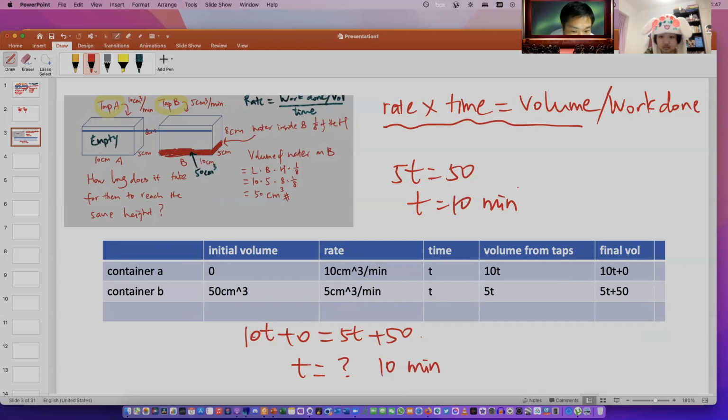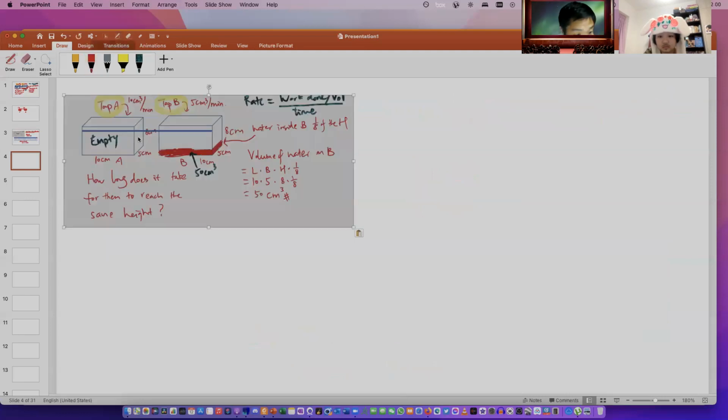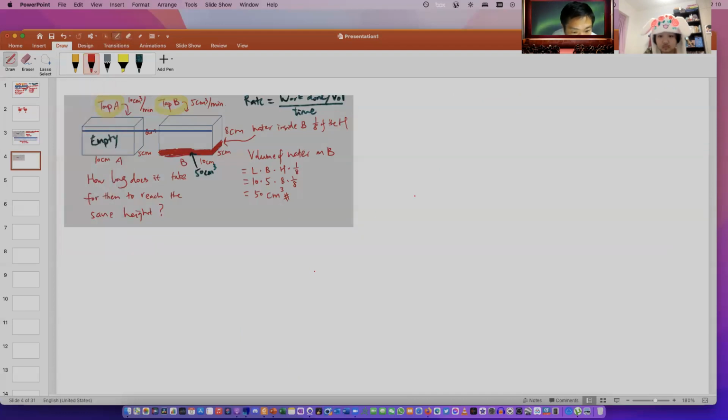So what about the second method? Let me move on to the second method. Just now I made use of the each number total idea, if you didn't notice. I'm going to use the second method and I will let you choose whichever method you prefer. Starting, A is empty. B has something, 50 cm cube.